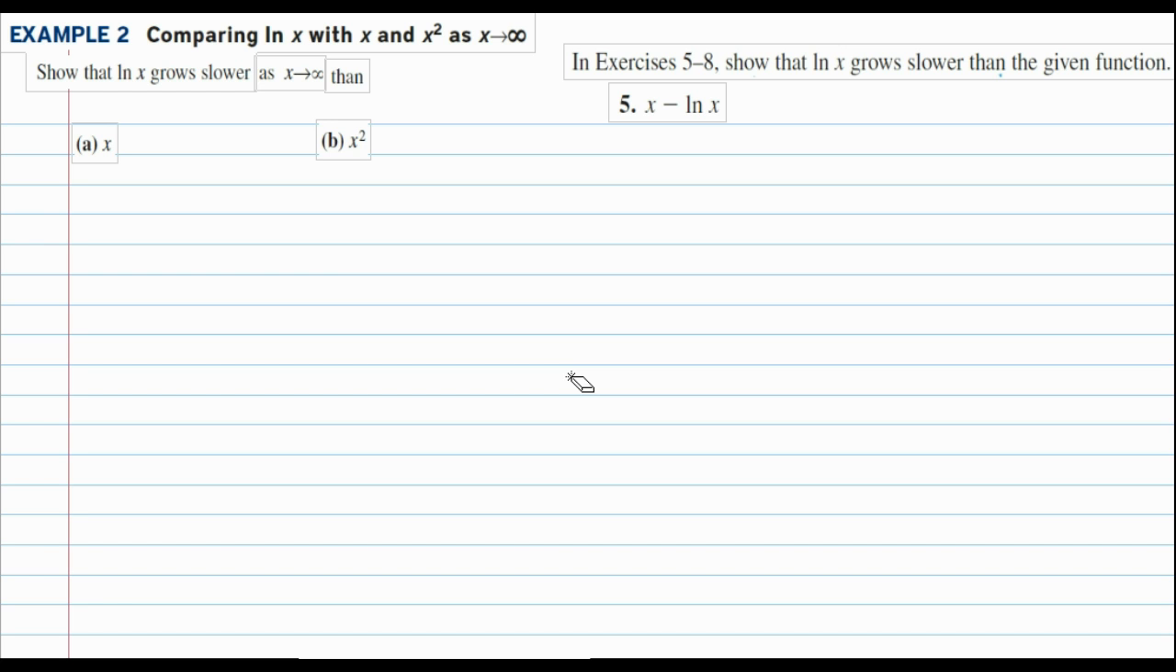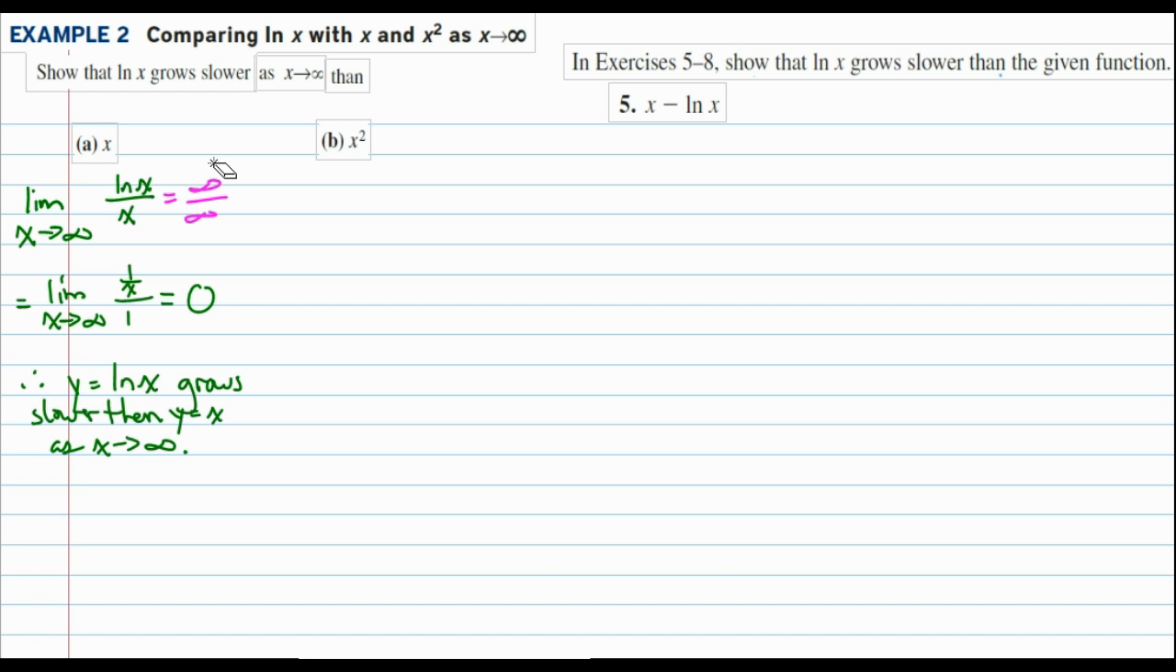So we're going to show that it grows slower, which I think means I'm going to look for natural log of x in the numerator and then x in the denominator, and I'm looking for a limit as x approaches infinity of 0. Well, right now, if I plug in infinity, or just think about what happens as x approaches infinity, I get infinity over infinity. So I need to use L'Hopital's. The derivative of the numerator is 1 over x, and that's over 1. So now 1 over infinity is 0 over 1, so I do get a limit of 0.